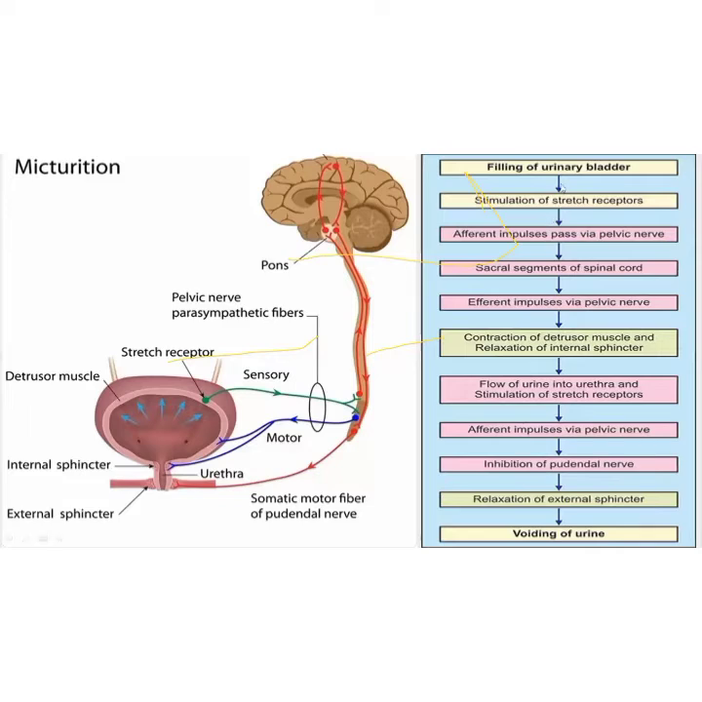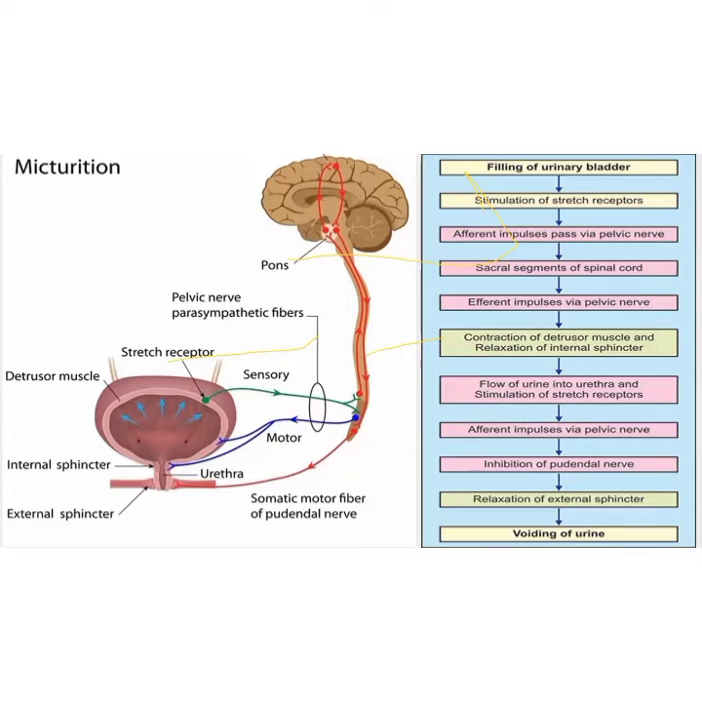So see how it happens. First the urinary bladder slowly starts filling. After it reaches the 220 ml we mentioned, the stretch receptors present on the wall of the urinary bladder are stimulated. Afferent impulses pass via the pelvic nerve to the sacral segments of the spinal cord. Then from there efferent impulses pass via the same pelvic nerve and reach the detrusor muscle. We saw that it is motor to the detrusor. Then the detrusor muscle starts contracting.